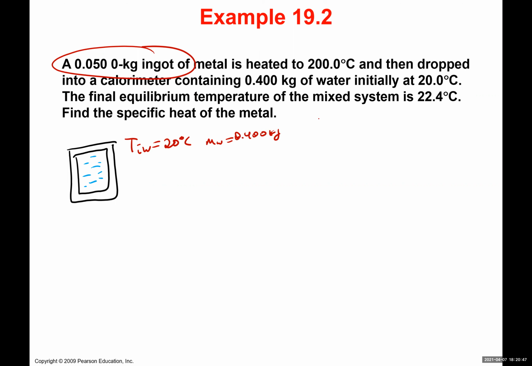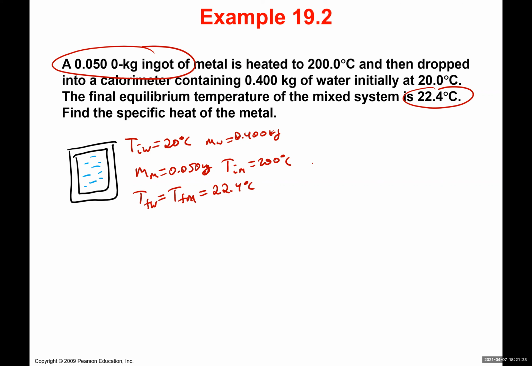Then we have this 50-gram ingot. So mass of the metal, I'm going to put M for metal, is 0.05 kilograms. Initial temperature of metal is 200 degrees Celsius. And once we mix them up, the final temperature is 22.4 degrees Celsius. And then the T final of the water is going to be the same as T final of the metal, 22.4 degrees Celsius.